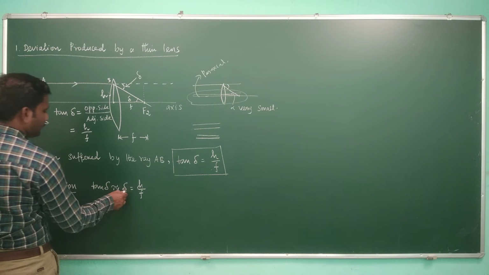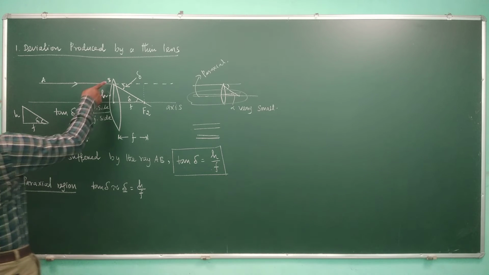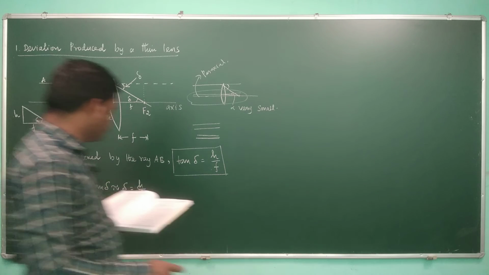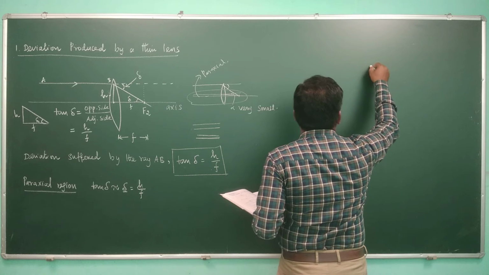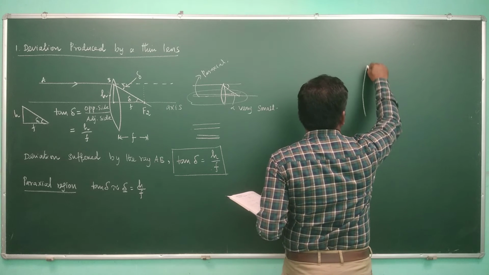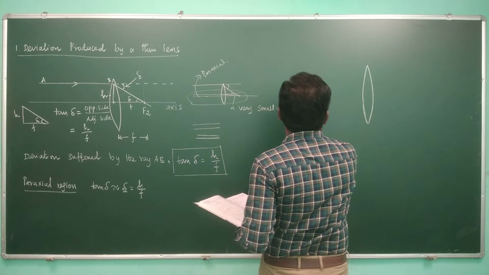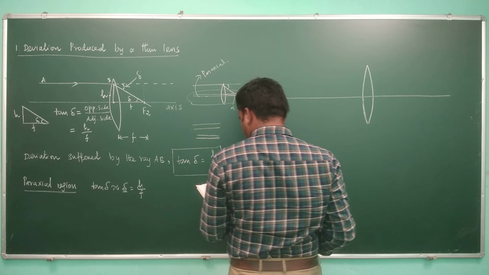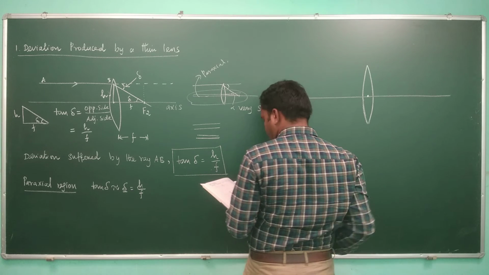So this is the deviation suffered by the ray AB when it refracted through the thin lens. Now let us consider a situation. We have a thin lens, and this is the optical axis, and this is the optical center.